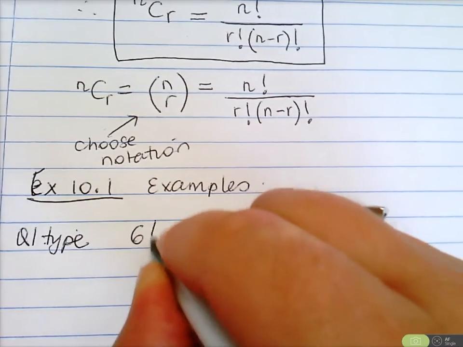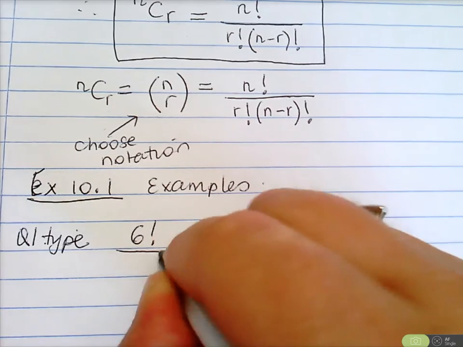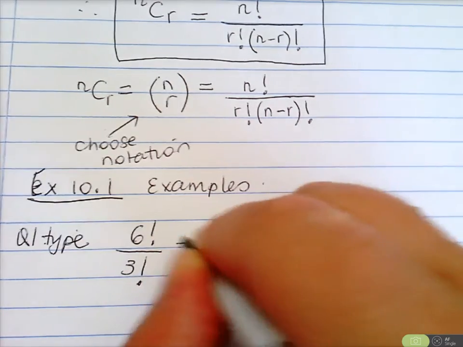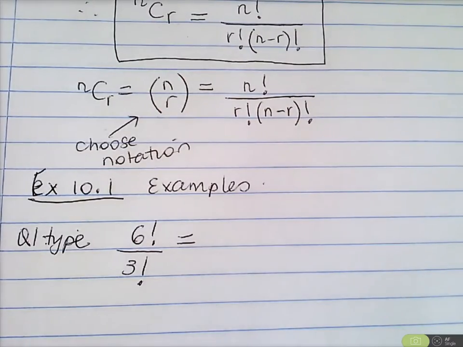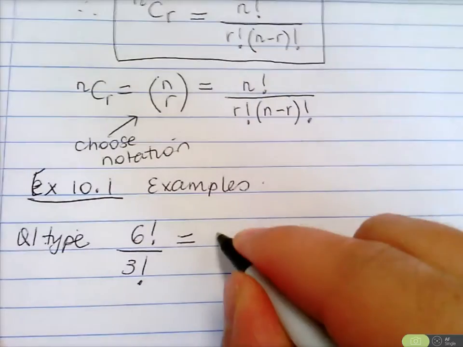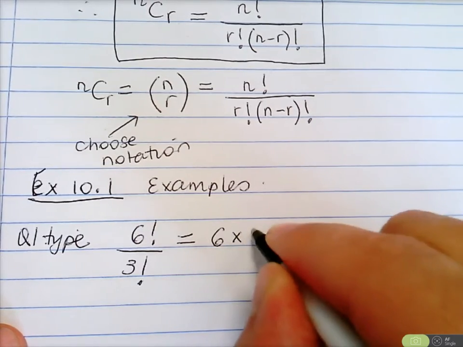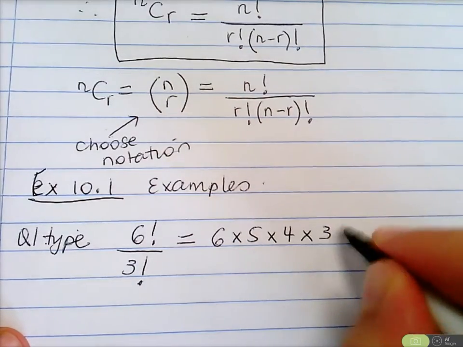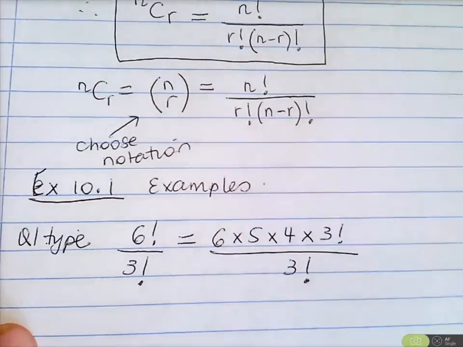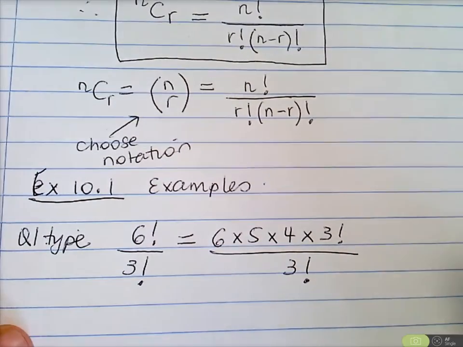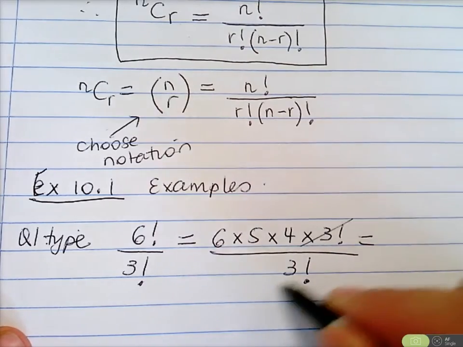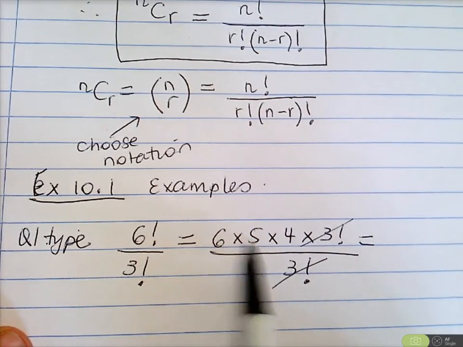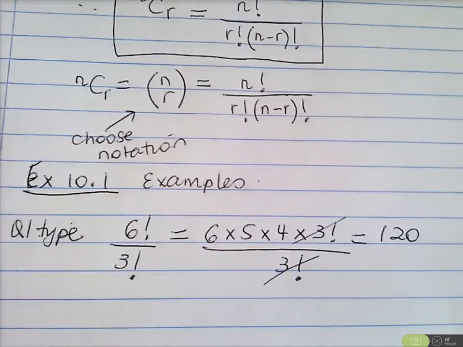Can you do 6 factorial over 3 factorial? Now, I don't want you doing it on your calculator. No calculators, we're just going to work it out. So what does 6 factorial mean? 6 times 5 times 4 times 3 times 2 times 1, but I'm not writing it all out, times 3 factorial over 3 factorial. Did you see why I stopped at the 3? Do you remember doing these last year? They cancel. And let's just do 4 5s are 20 times 6 is 120. So in question 1, where I get you to work something out, can you do it like that? That's a question 1 type.